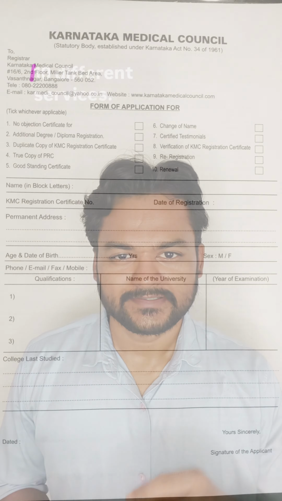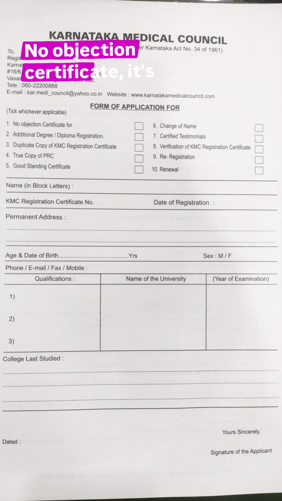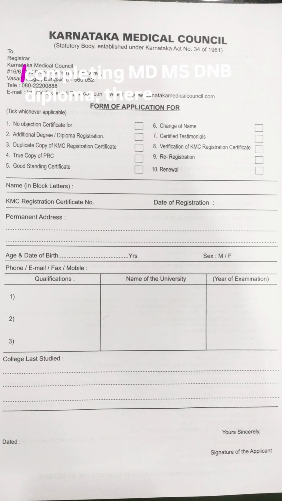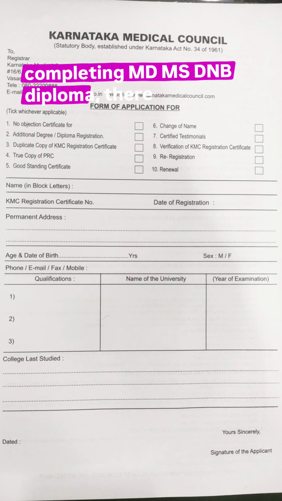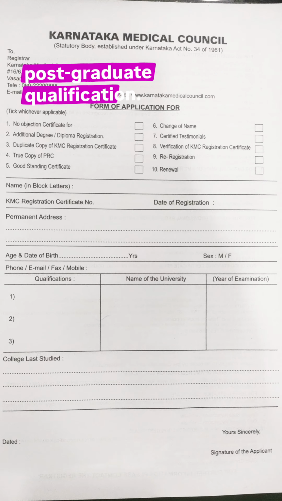Application form. 10 different services. Let's decode each one. No objection certificate. It's needed when shifting the registration to another medical council. Additional degree registration. After completing MD, MS, DNB, Diploma, this is where you officially register your postgraduate qualification.